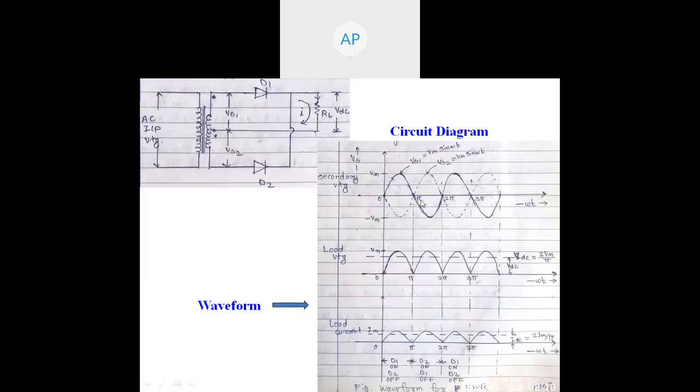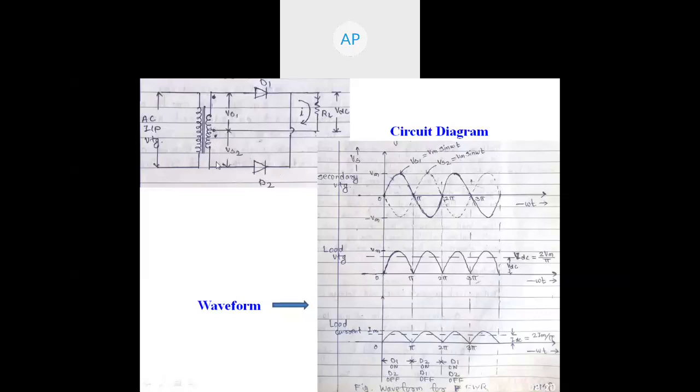Now what about pi to 2 pi? For pi to 2 pi, the upper half is negative and the lower half is positive. So definitely this terminal will be positive and this terminal will be negative.